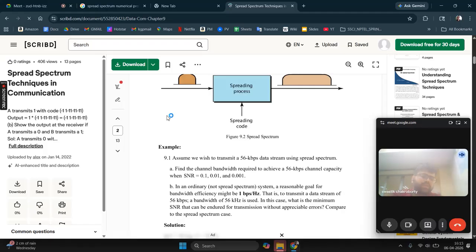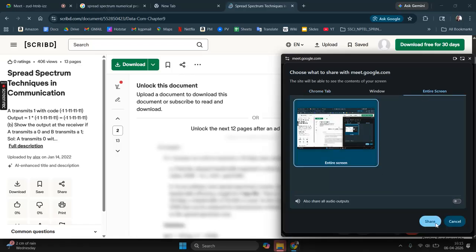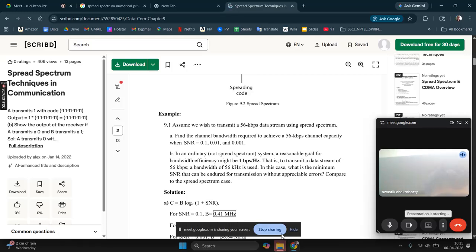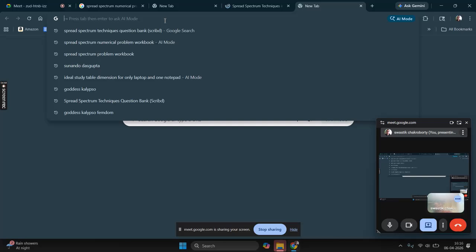Okay, so we will be doing some problems on spread spectrum. Let's share my screen. So the first problem is that assume we wish to transmit a 56 kbps data stream using spread spectrum. Find the channel bandwidth required to achieve a 56 kbps channel capacity when SNR equal to 0.1, 0.01 and 0.001. Okay, so first we have to find the channel bandwidth that is needed to achieve a particular 56 kbps data rate for SNRs 0.1, 0.01 and 0.001.